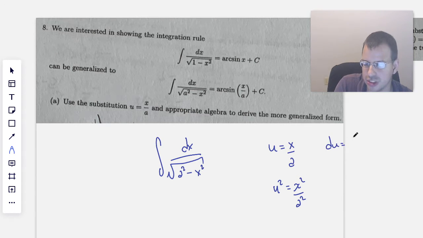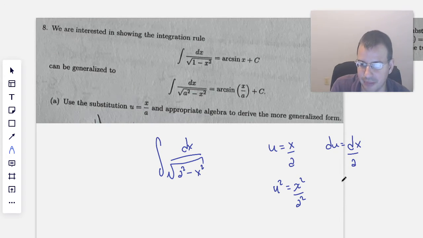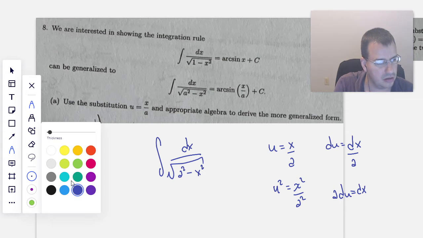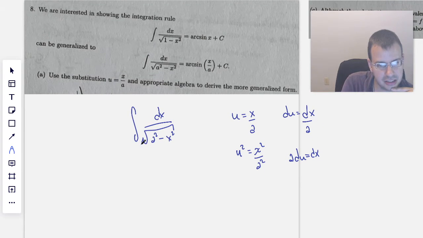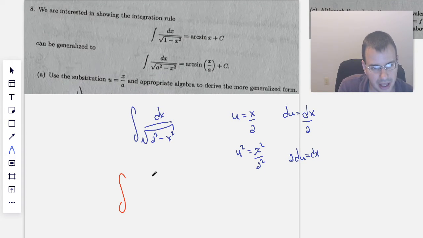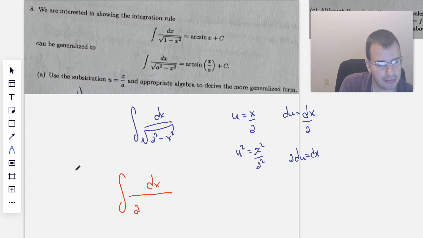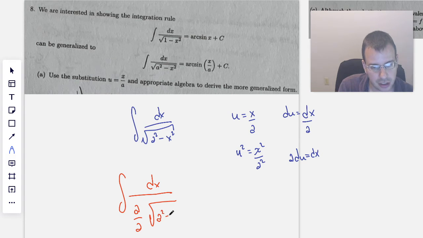So du, which is a variable, goes to du, becomes dx, and then a is a constant, so we just have a on the bottom. And rearranging this, we have a du equals dx. All right, so now let's tackle some of this. So we can say that this integral right here is the same as dx over, I'm going to say a over a, because this is the same as multiplying by 1, and you can always multiply by 1 in life, and times the square root of a squared minus x squared.